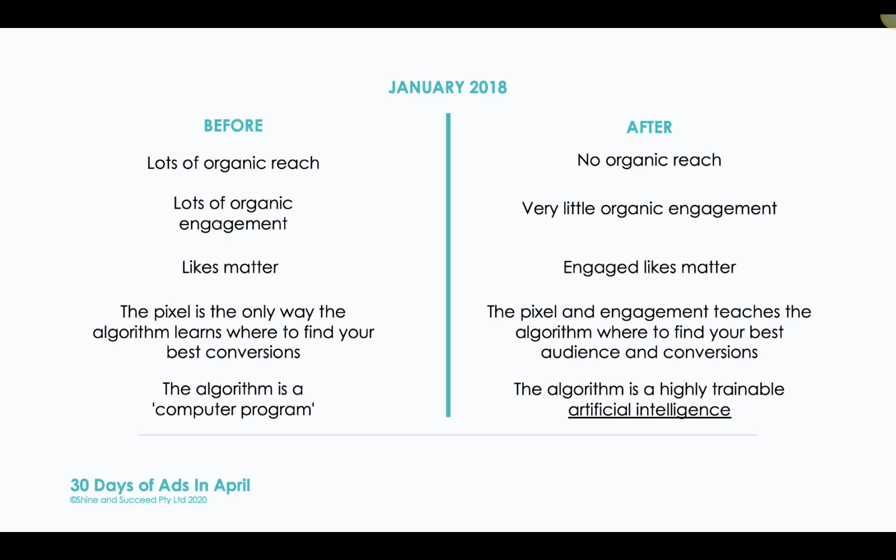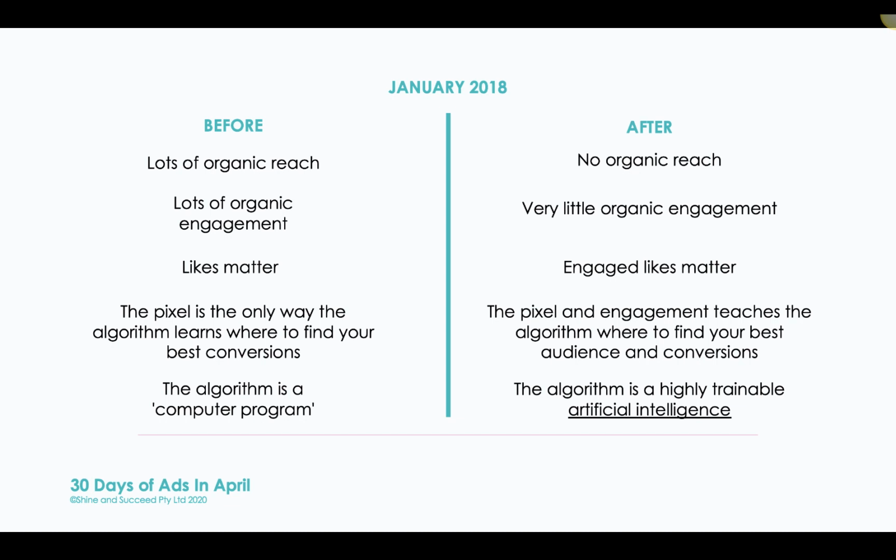So before the algorithm change, it worked like this. You started a business, you created a Facebook page, you created an Instagram account, and you started hustling your hiney off on social media. And that worked. You got lots of engagement, or lots of organic traffic, you got lots of followers, you got lots of likes. And if you worked hard enough and you were on social all day long, that's fantastic. You got plenty of likes.